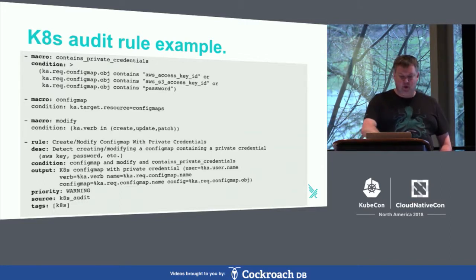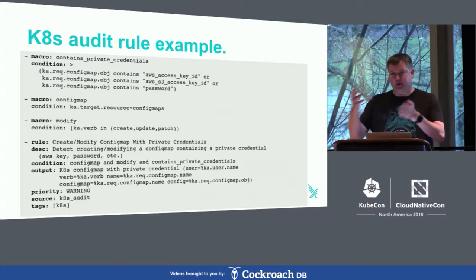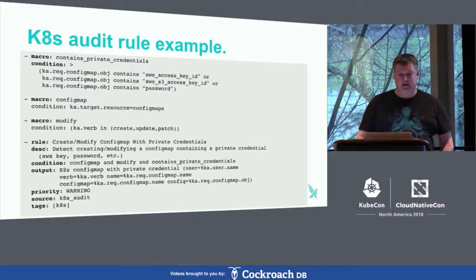Bringing it all together, this is where we tie it together in the rule. We have a rule that says create config map with private credentials. And the condition is just the combination of these macros. Config map, you're acting on a config map. Modify, you're doing a modification or creation of one. Contains private credentials: when we look at the config map you're giving us, we see something that looks like it might have private stuff in it. Take all those three, put it together. If it matches that, then here's your output string: k8s config map with private credential.